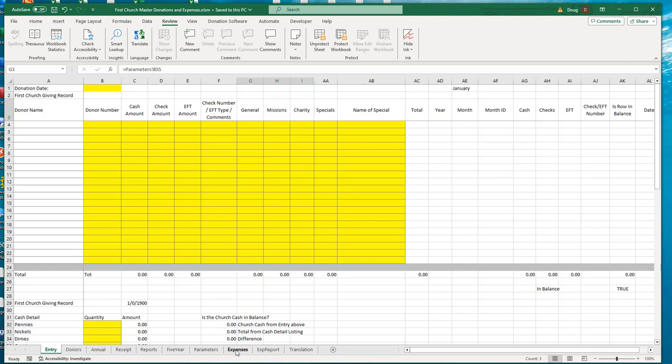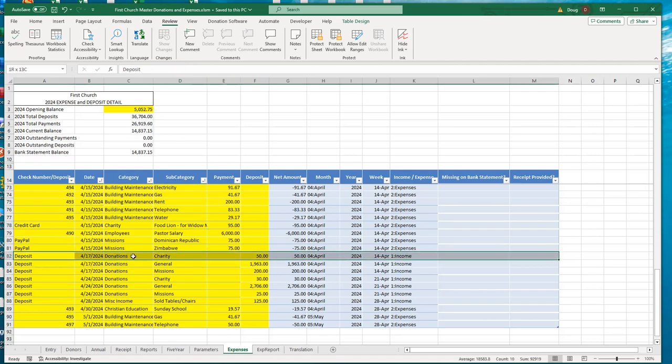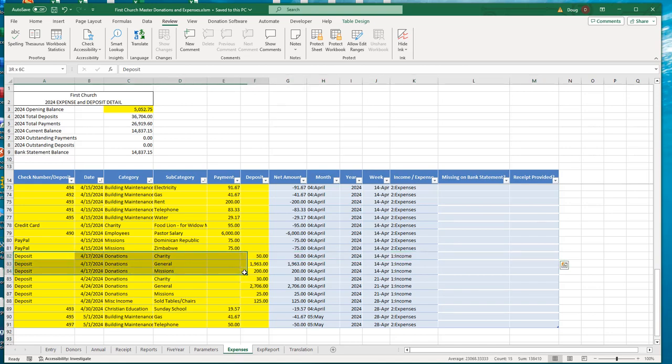All right, if we skip over to the expenses tab where these are recorded, you'll see how this plays out. For example, on April 17th, we had our donations here. We had 3 donations on that Sunday, and here you can see the word deposits was used in column A to identify that it was a deposit.